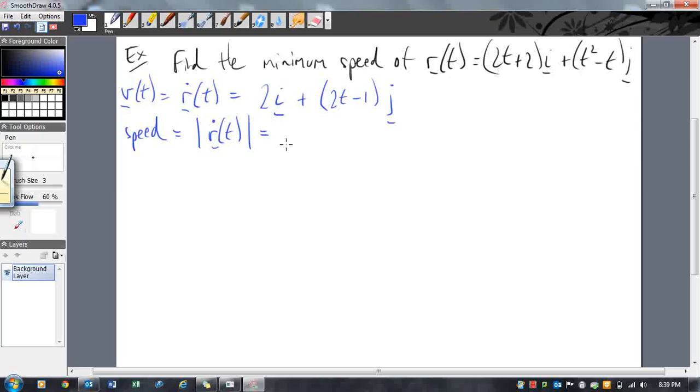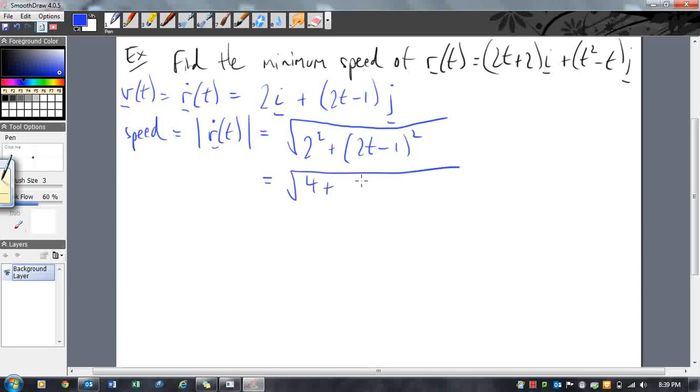So speed is equal to the magnitude of our velocity function, and that's equal to the square root of the x function squared, so 2 squared, plus our y function squared, so (2t minus 1) squared. Expand it out and play around with it a bit: 4 plus 4t squared minus 2t minus 2t plus 1. Rearrange it a little bit. We've got 4t squared minus 4t plus 5.